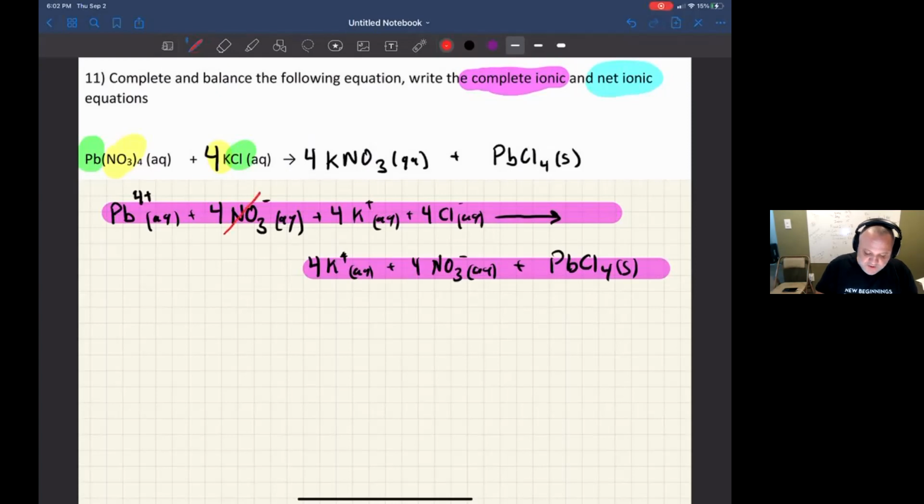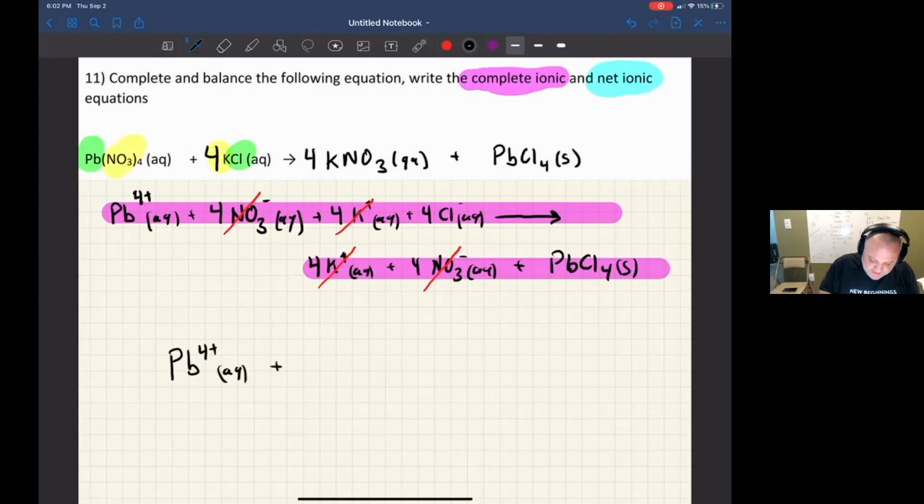Well, look what we have. I have 4 nitrates in the reactants, 4 nitrates in the products. They're both aqueous, so we cancel them out. I have 4 potassium ions in the reactants, 4 potassium ions in the products. They're both aqueous, so I cross them out. Nothing else appears the same way on both sides. So what I'm left with must be the net ionic equation.